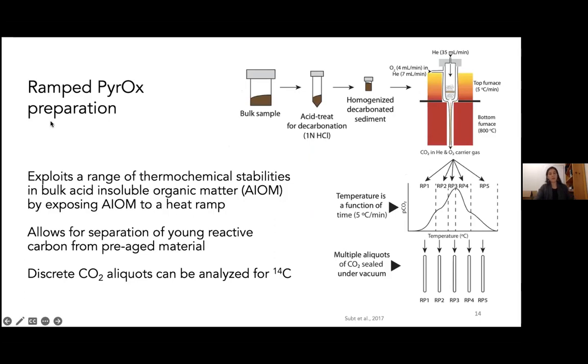Ramped PyrOx exploits a range of thermochemical stabilities in bulk acid-insoluble organic matter, termed AIOM, by exposing that organic matter to a linear heat ramp. And so this allows for the separation of the young reactive carbon from pre-aged material. Once the sample has been decarbonized and homogenized, it's put in a furnace and subject to a linear temperature ramp. As the temperature increases, CO2 is evolved from that sediment. The carbon trapped in the sediment is turned into CO2.